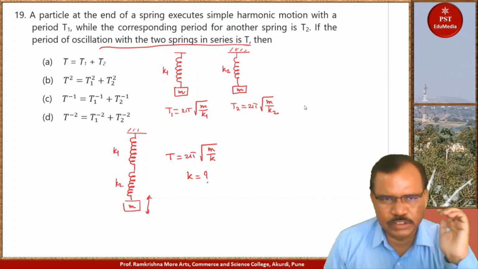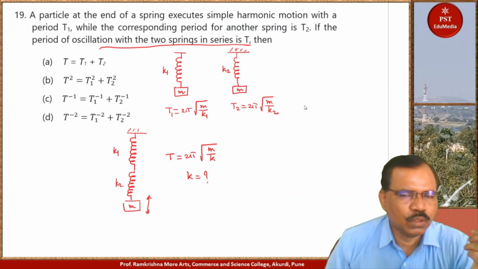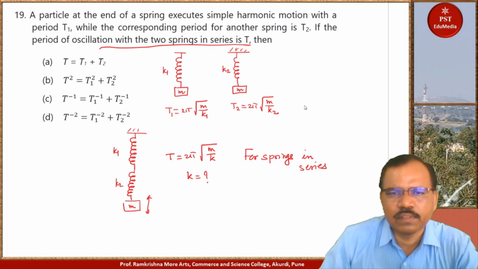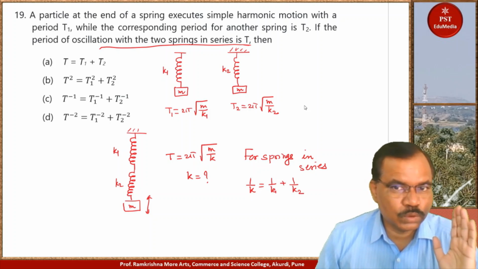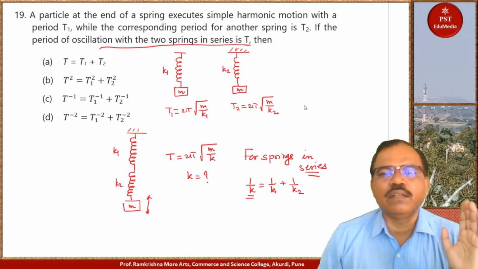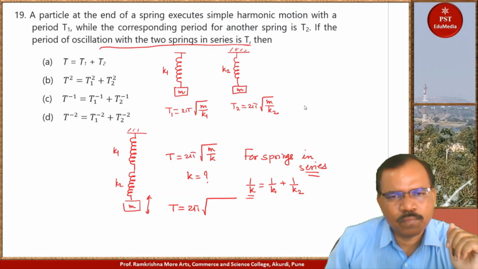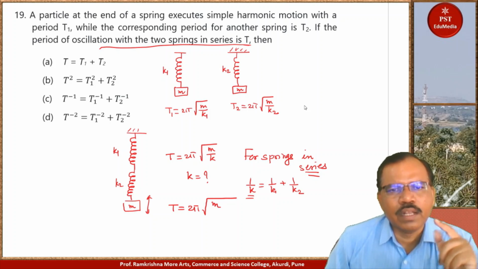they are storing energies. So they act like capacitor. So when two springs are in series, for springs in series, we have equation 1 upon k is equal to 1 upon k1 plus 1 upon k2. When two springs are in series, this is resultant force constant. So we have here T is equal to, you can write 2 pi under root, now here m, now 1 upon k.